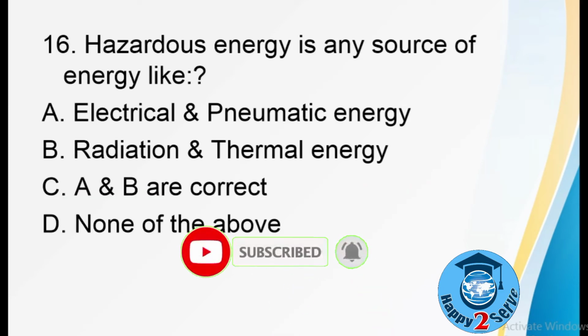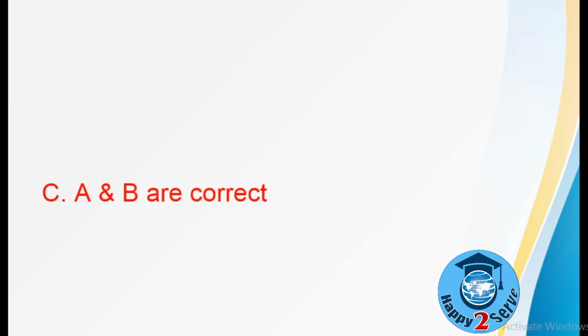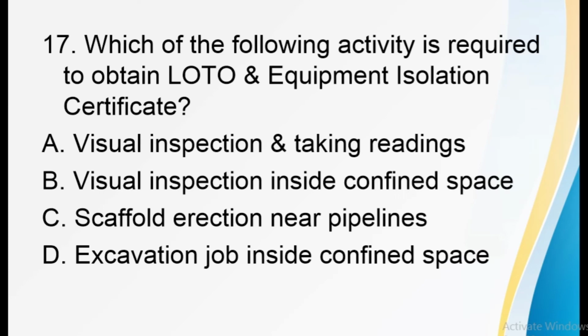16. Hazardous energy is any source of energy like A. Electrical and pneumatic energy. B. Radiation and thermal energy. C. A and B are correct. D. None of the above. Answer: C. A and B are correct.